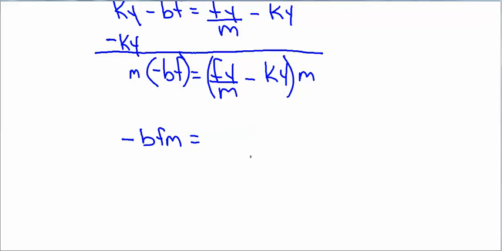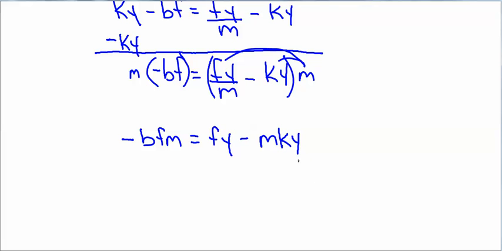That's going to be equal to, now when you multiply the right side by m, you got to multiply everything on the right side by m, which means you got to do the distributive property. So m times fy over m, the two m's cancel, and you're left with just fy. And that's going to be minus m times ky, which is mky.